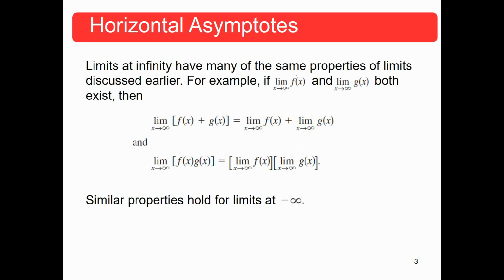Now, limits at infinity have many of the same properties of the limits discussed earlier, in chapter 1. The main ones being that if the limit of f exists and the limit of g exists, then the limit of the sum is just the sum of the limits. The limit of the product is just the product of the limits, okay? And these hold true not just for x approaching infinity, but also for x approaching negative infinity.